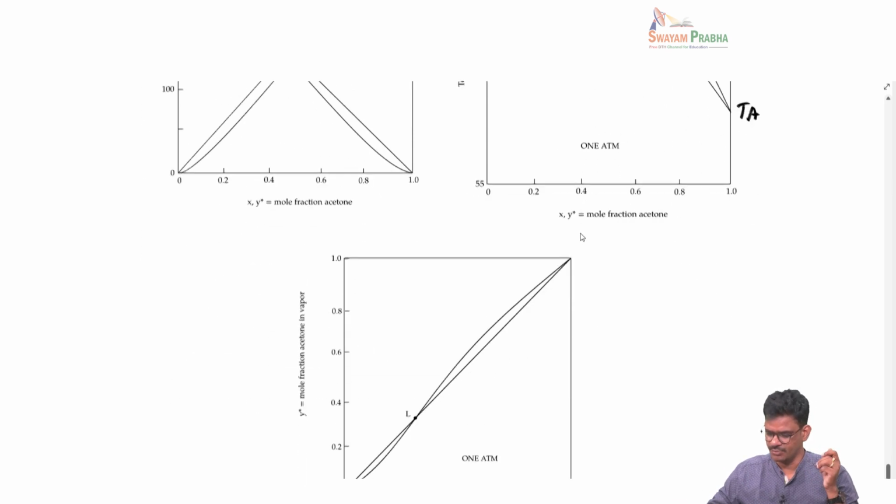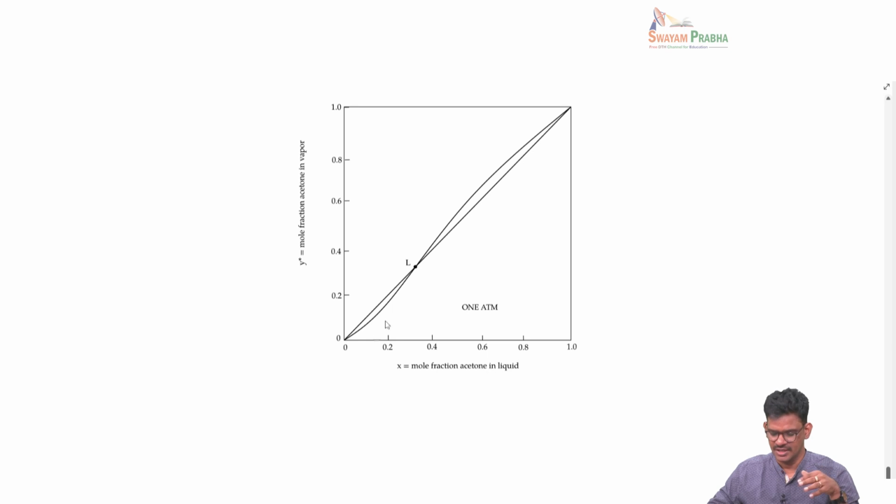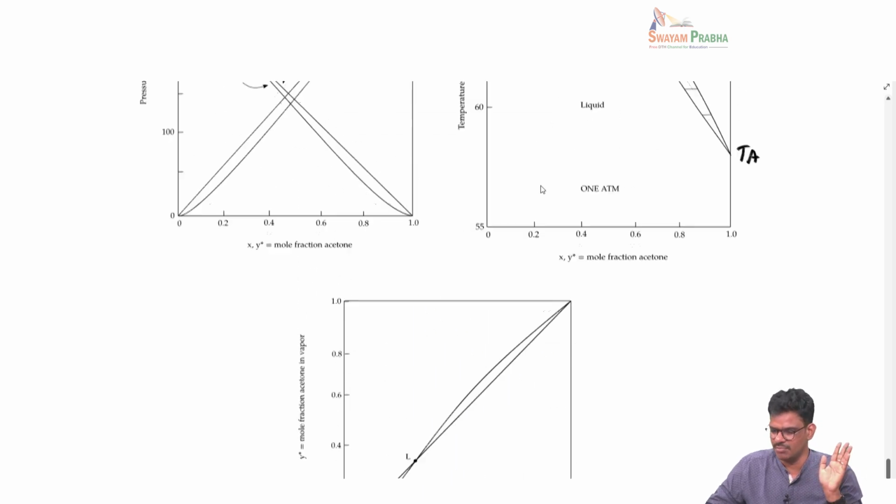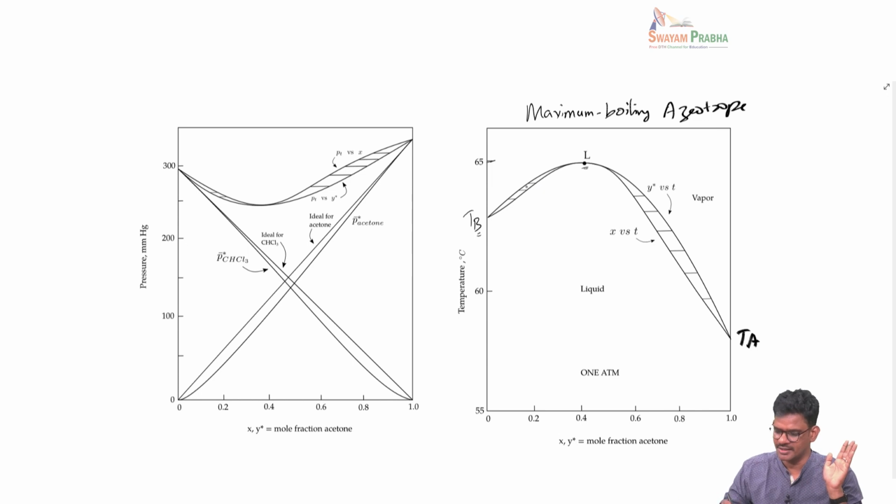In the XY diagram, you can see that it is opposite. From point 0 to this L, B is more volatile than A, and above L, A is more volatile than B. Okay, meaning if I boil a composition somewhere here, you will see the vapor phase will have more of B than A, whereas at this point, I will have more of A in the vapor phase than in the liquid. Okay, so everything is dictated or determined by the VLE curves.